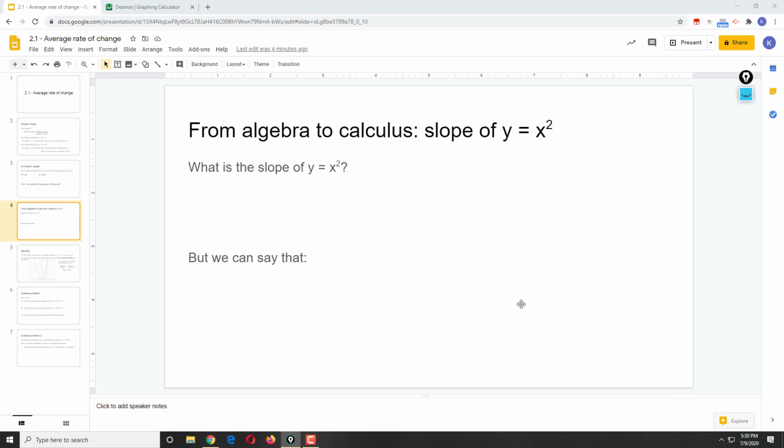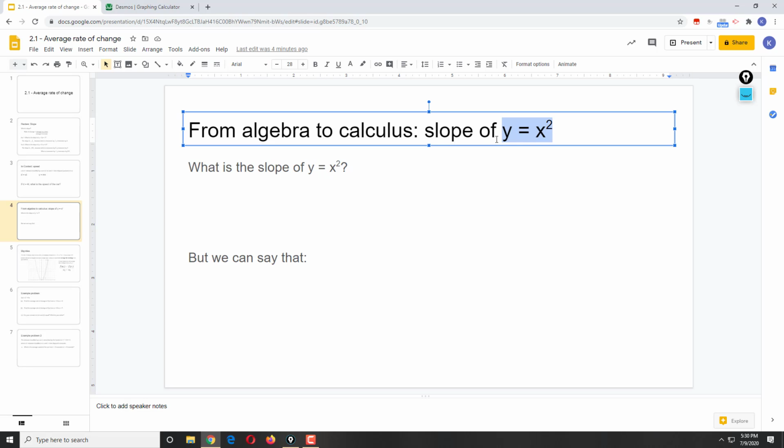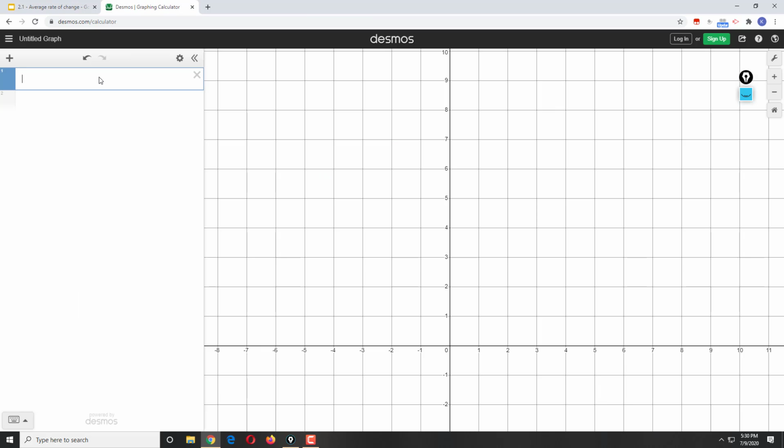All right, now let's go from algebra to calculus. This time, we're not just going to look at a straight line, we'll look at a curve. In particular, we're going to look at a quadratic equation, y equals x squared. Let's graph it and see what it looks like. You might remember this is called a parabola. It's a curve.